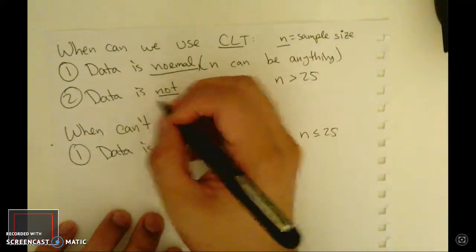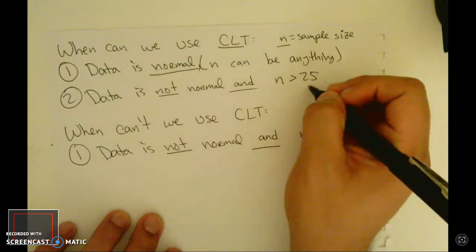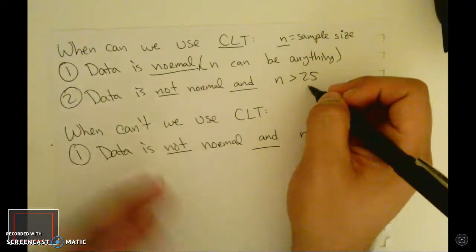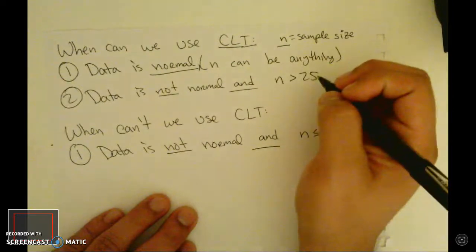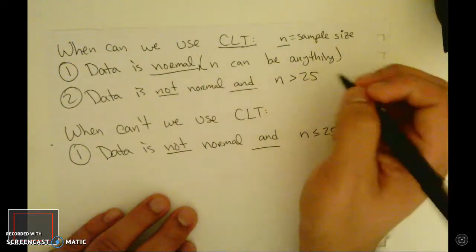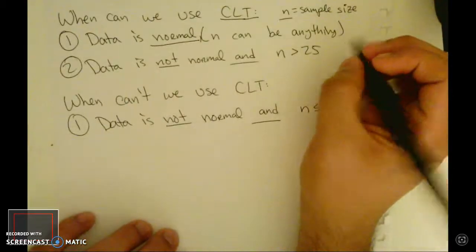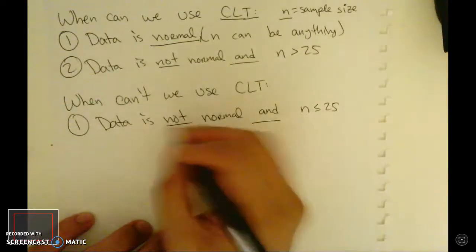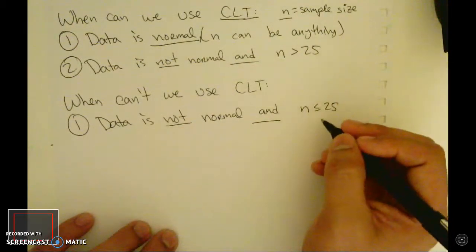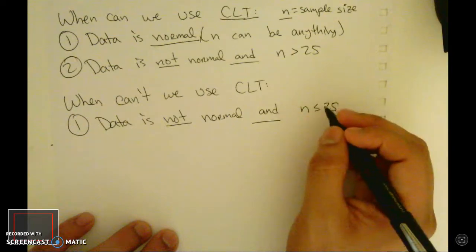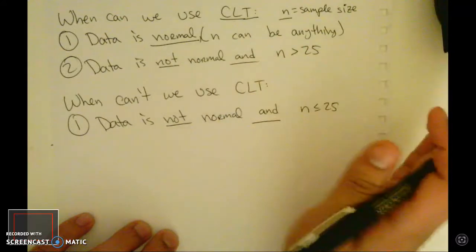Now, let's say the data is not normal, so it's skewed. Well, as long as n is greater than 25, this is our threshold, we can use the central limit theorem. Other books use n greater than 30, but we're going to use n greater than 25 in this class. Now, when can't we use it? We can't use it when the data is not normal and n is less than or equal to 25. If this happens, then we cannot use the central limit theorem, and we say we cannot do the problem.